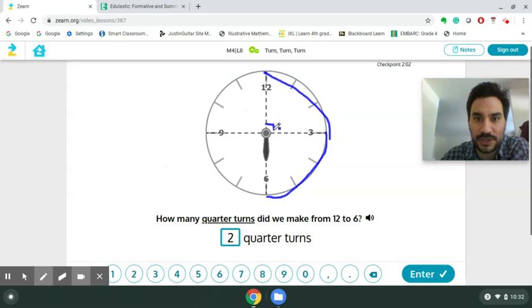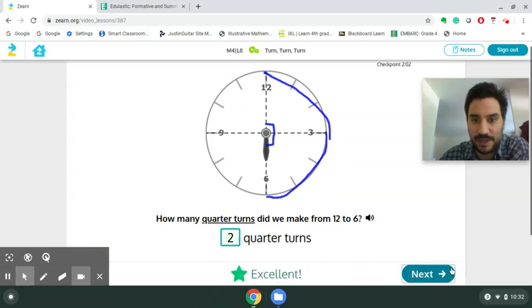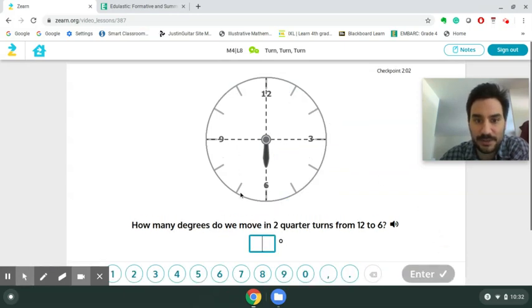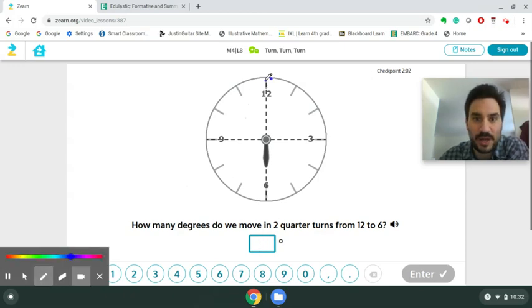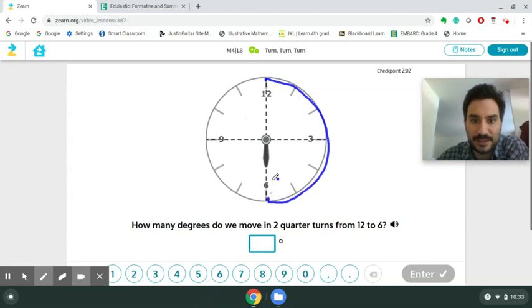Here's 1 quarter turn. How many degrees is this first quarter? And our second turn, how many degrees is this second turn? It's a straight line now. We literally just turned around. How many degrees will that be? I have a feeling that's going to be our next question. Pause the video. I want you to plug that in. How many degrees will it be from 12 around to 6? What's the measurement of that angle?